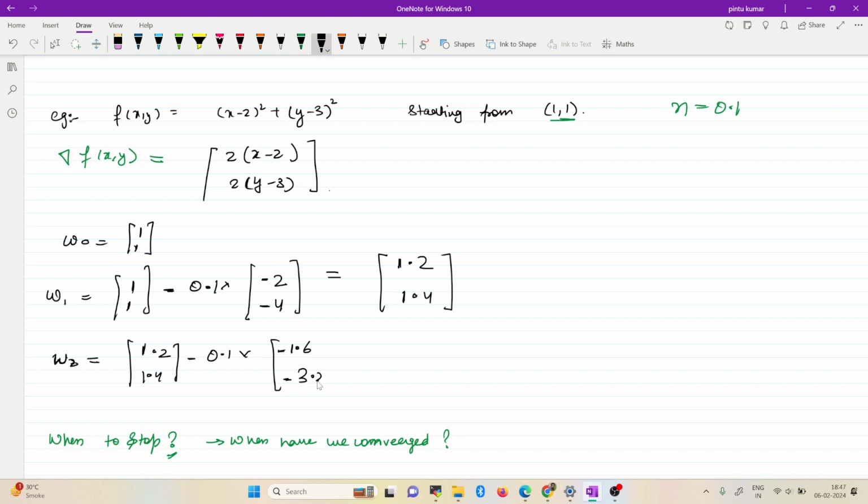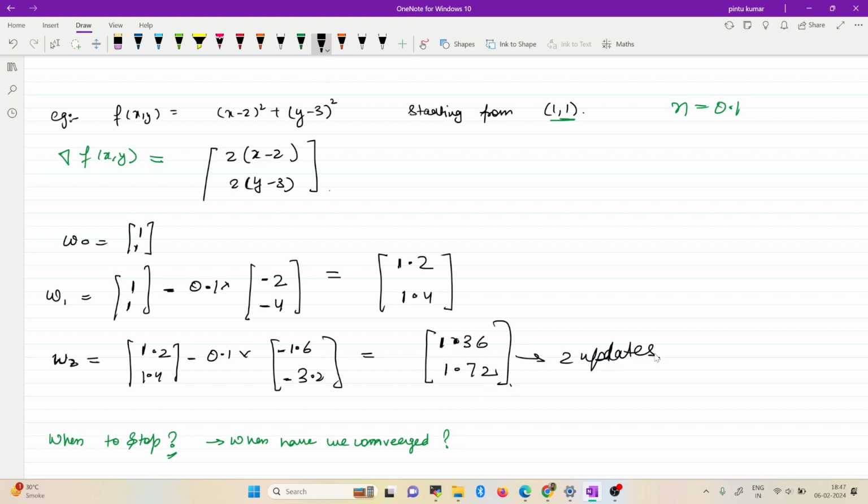So we would reach somewhere around 0.16, right? So this would be 1.36. And this would be something around 1.72, right? So this is what we have got after 2 updates.